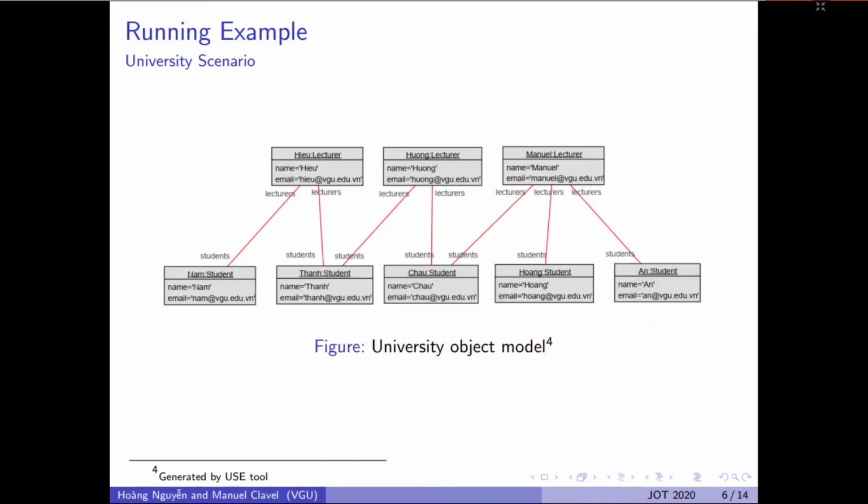Next, we consider a simple scenario where there are 5 students, Nam, Thanh, Châu, Hoàng, and An, and 3 lecturers, namely Hiếu, Hương, and Manuel, in which Hiếu is a lecturer of Nam and Thanh, Hương is the lecturer of Thanh and Châu, and Manuel is the lecturer of Châu, Hoàng, and An.